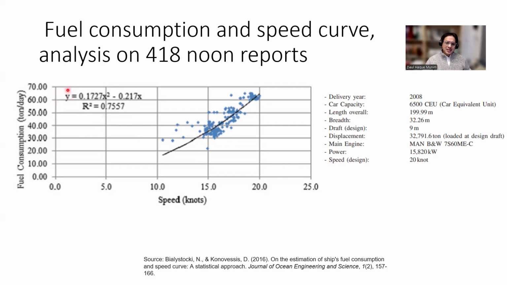And the way we can use this kind of regression line is that, let's say for a similar kind of vessel, you can estimate the fuel consumption for any speed. So let's say you want to find the fuel consumption at 15 knots. Here, in the value of x, you just replace with 15. So you put 0.1727 multiplied with 15 squared, minus 0.217 multiplied with 15, and then you will have the estimated value of y, which will be the fuel consumption at 15 knots.